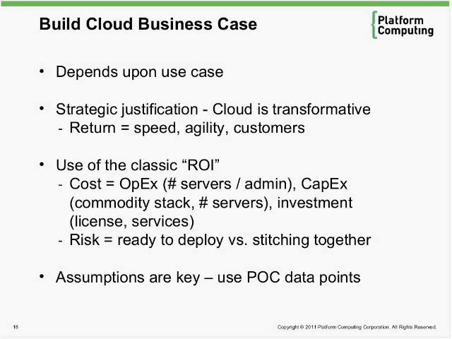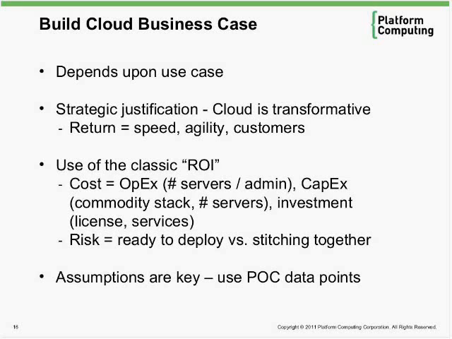First is strategic justification. All the things I talked about, the silos, low utilization, long time to provision, all those things really impact business. Therefore, oftentimes the biggest return is not even quantifiable or needs to be quantified. It's just that I'm able to deliver results to users so much faster. The speed, agility, and customer satisfaction mean that cloud is transformative. But oftentimes that strategic justification is good but not enough.